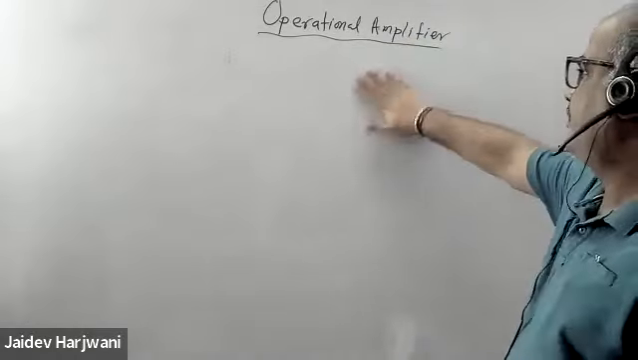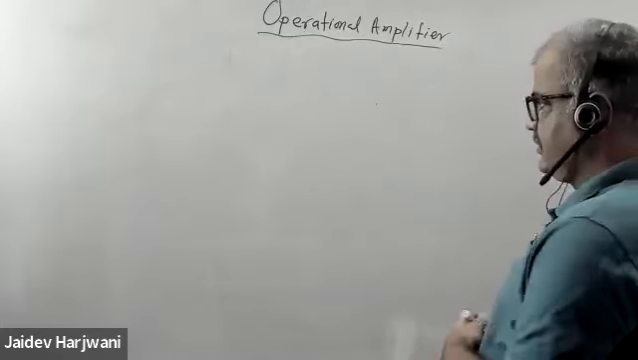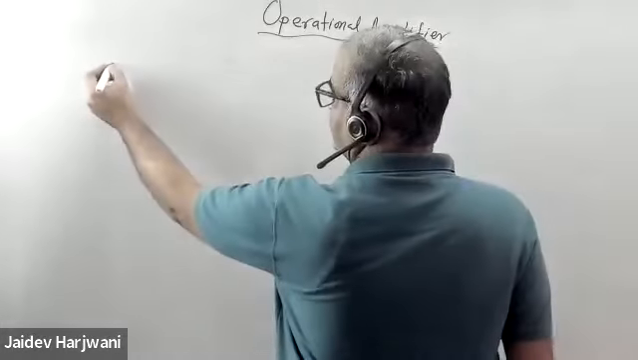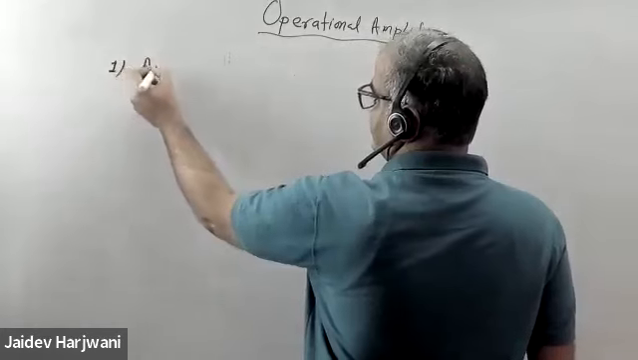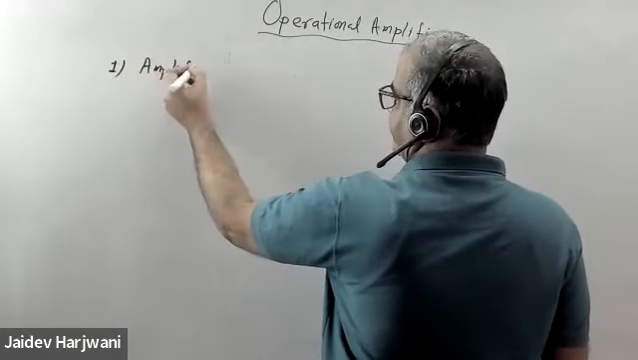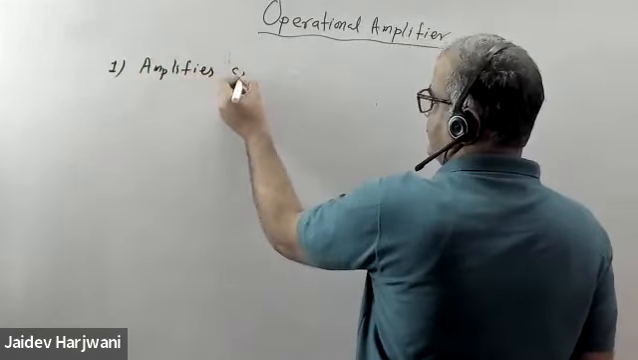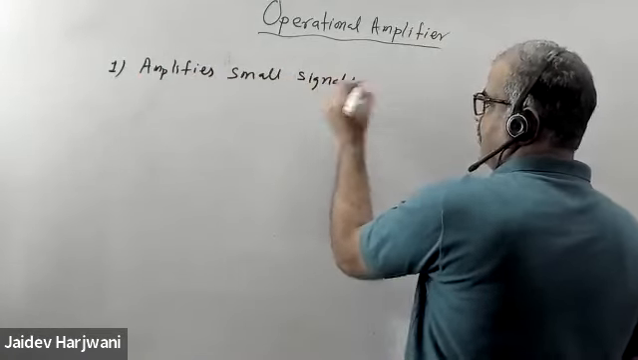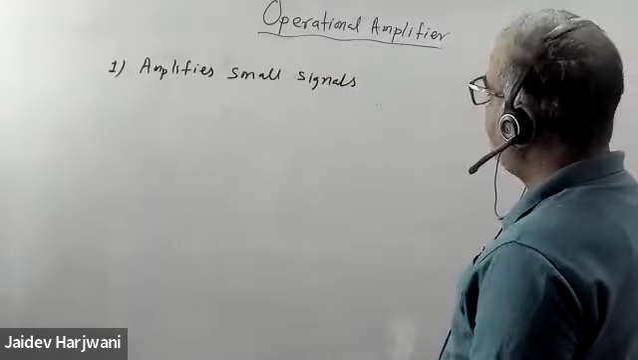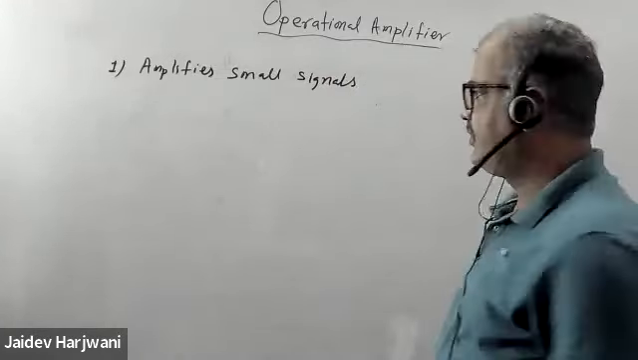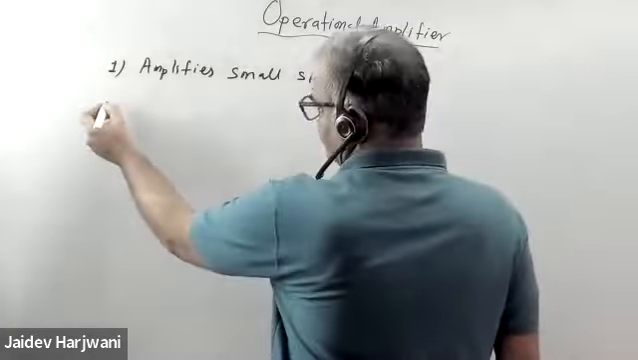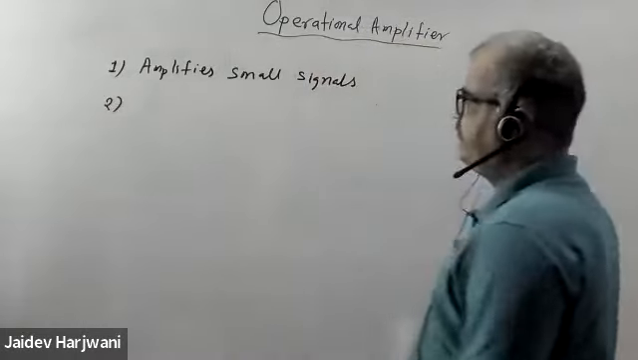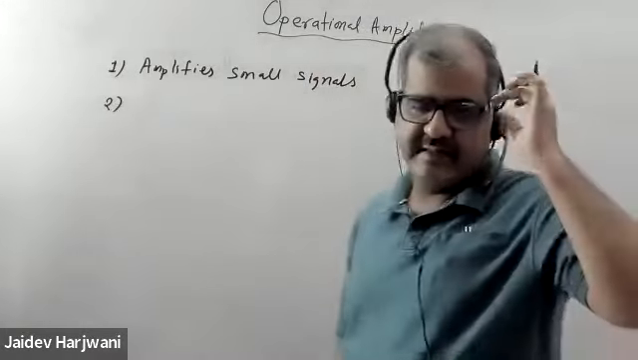So what is an operational amplifier? This is basically an amplifier which amplifies small signals. Why do we call it an operational amplifier? Because it is capable of performing some mathematical operations.